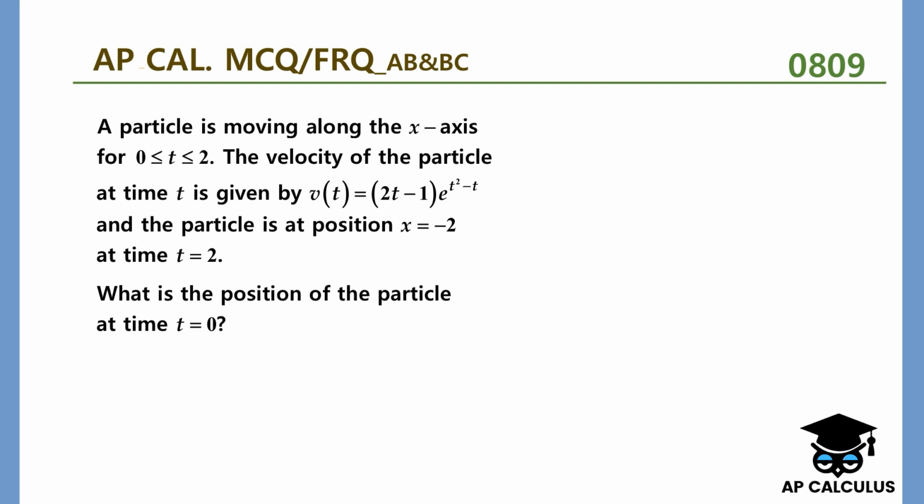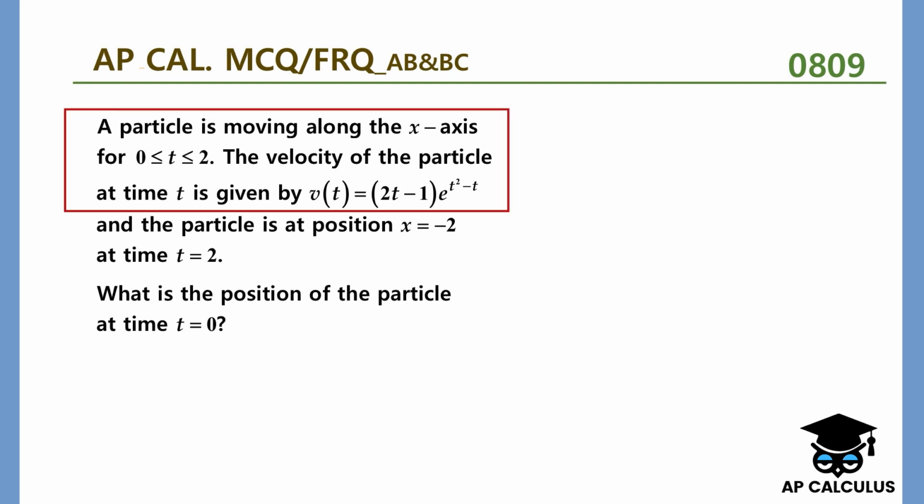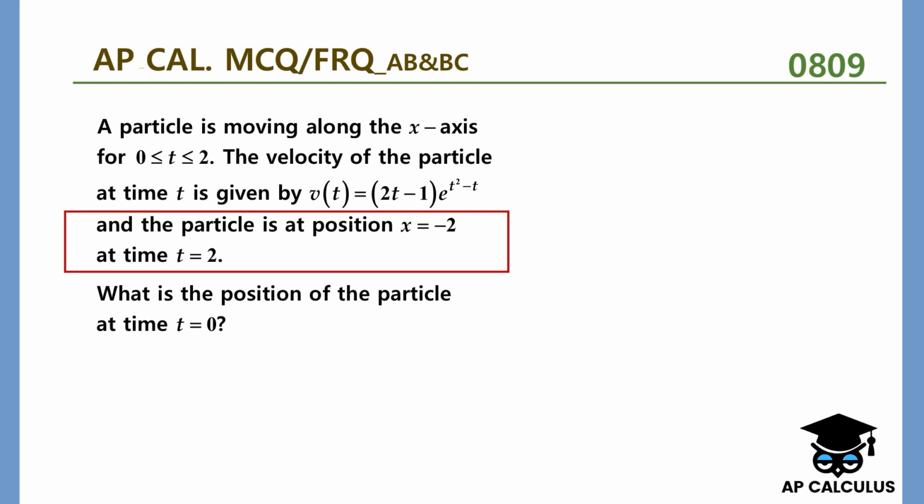Question 809. A particle is moving along the x-axis for t from 0 to 2. The velocity of the particle at time t is given by v of t equal to (2t minus 1) e to the (t squared minus t). And the particle is at position x equal to -2 at time t equal to 2. The question is, what is the position of the particle at time t equal to 0?